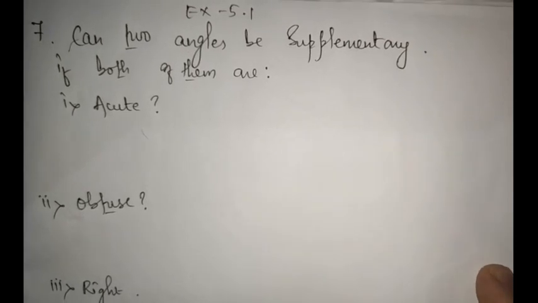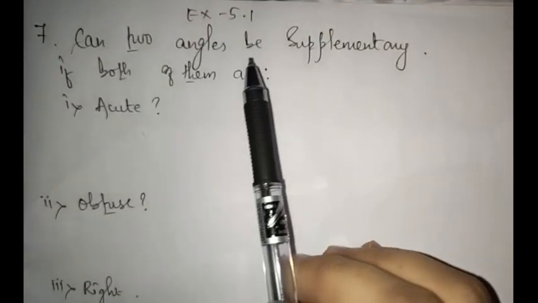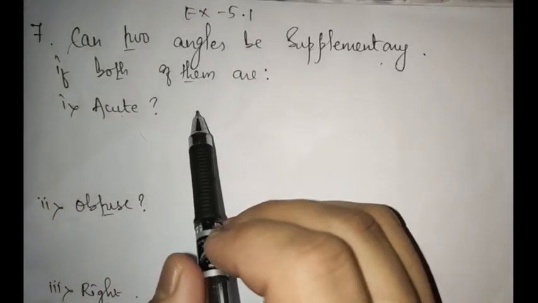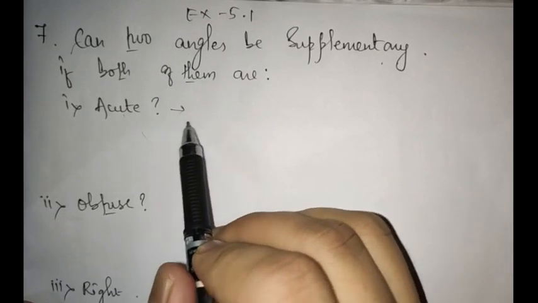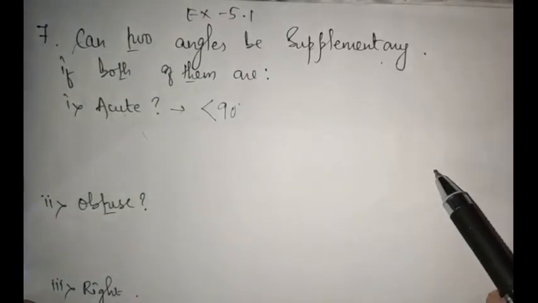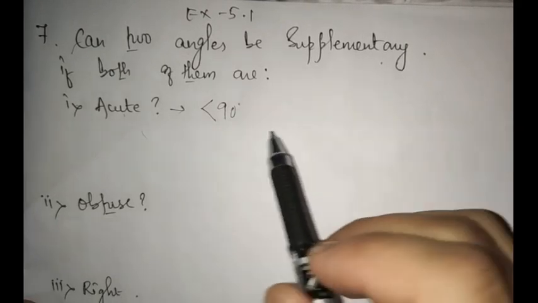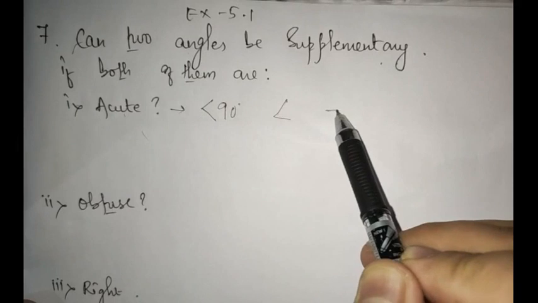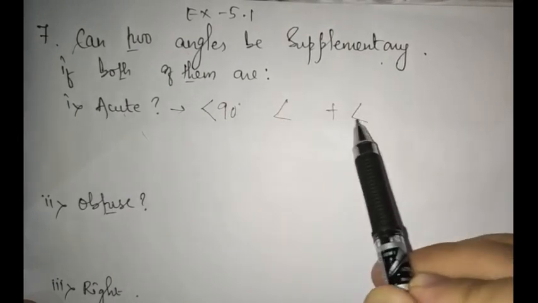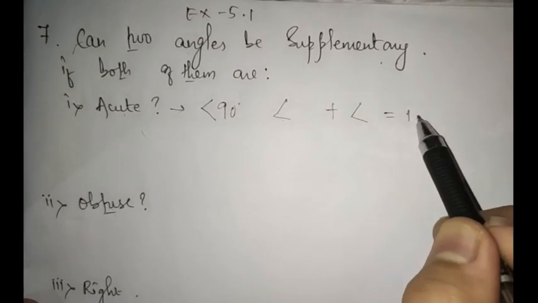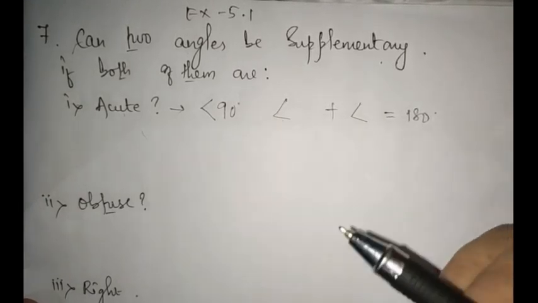Proceeding forward to question number 7: can two angles be supplementary if both of them are acute angles? If both angles are acute, it means each is less than 90 degrees, right? So if both angles are less than 90 degrees, can they make a supplementary pair? Do you think it is possible?